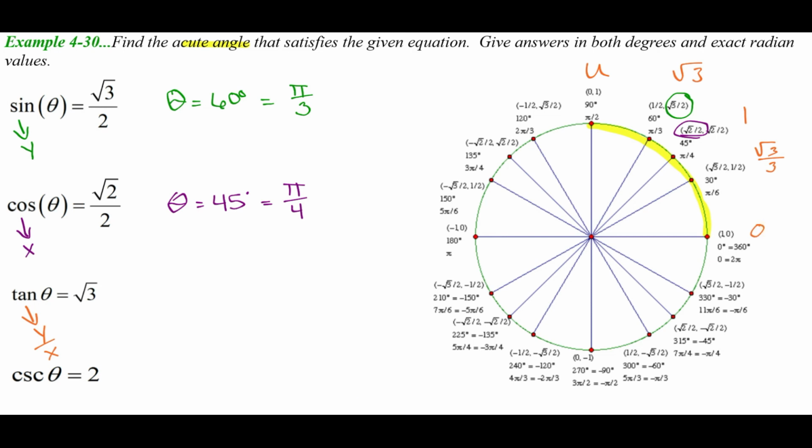So where's my tangent value radical 3? That happens here. And again, at that point, the rotation values are 60 degrees or pi over 3.